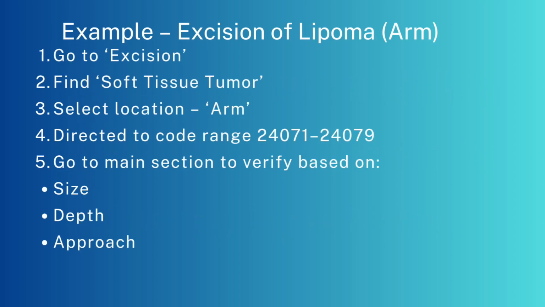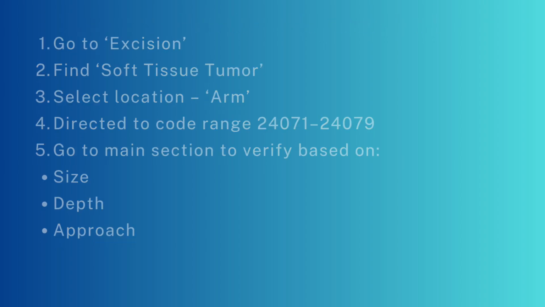Suppose you're coding an excision of a lipoma on the arm. Start by going to the index and looking for excision. Then find soft tissue tumor, and finally arm. You might be directed to codes like 24071, 24079. Now flip to that code range in the main section to verify the correct code based on size and depth.